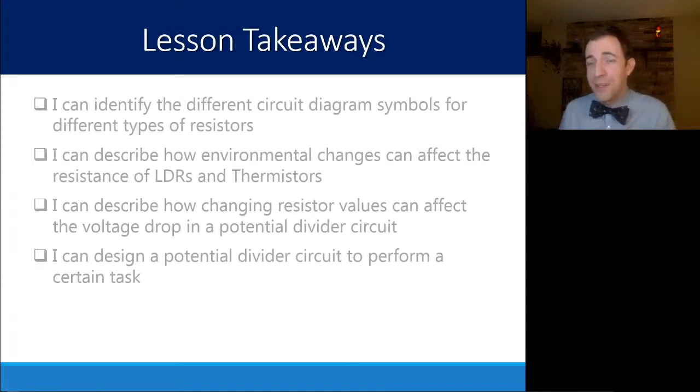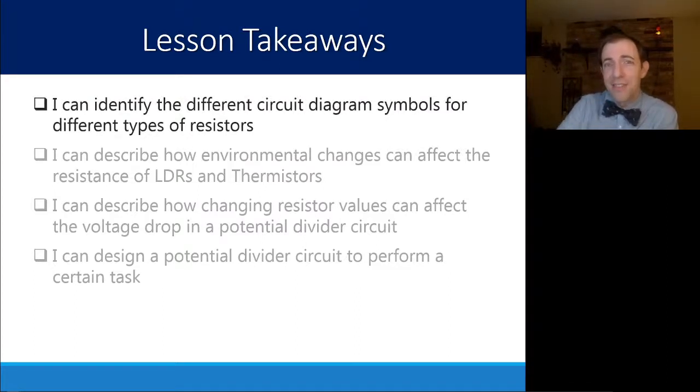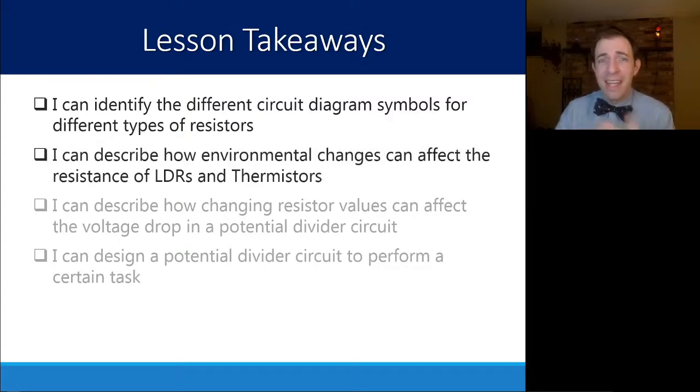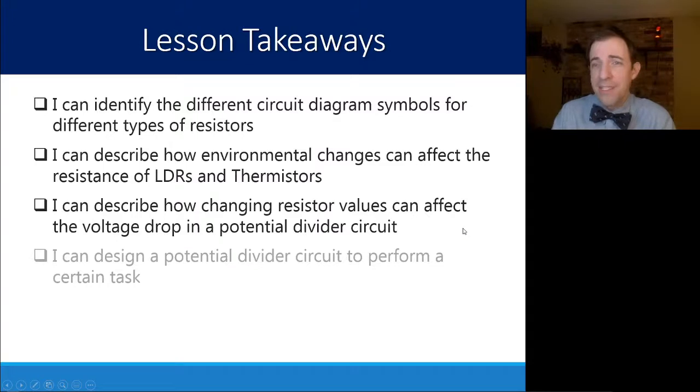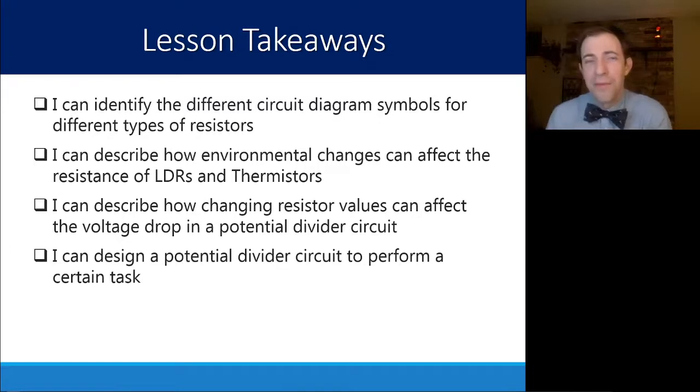All right, those two examples are pretty challenging. It might be worth going back and rewatching them. You should be able to identify different circuit diagram symbols for these different types of resistors and describe how changes, like light and heat, can change a light-dependent resistor and a thermistor. Describe how changing the resistor affects the voltage drop, and then design a potential divider circuit to perform a certain task. Note that the LDR, the light-dependent resistor, and the thermistor are in different locations, because that's what was required for the potential difference to rise high enough across the switch that was turning on the light or the sprinkler system.